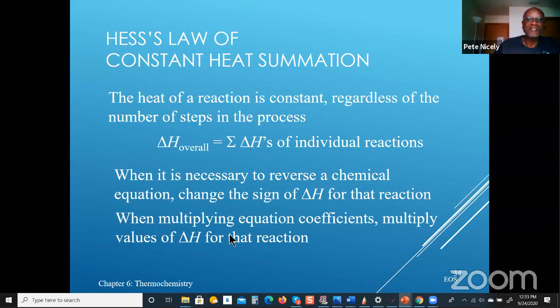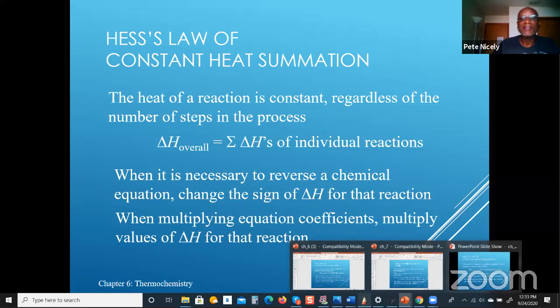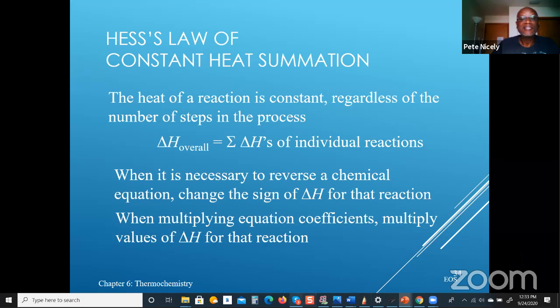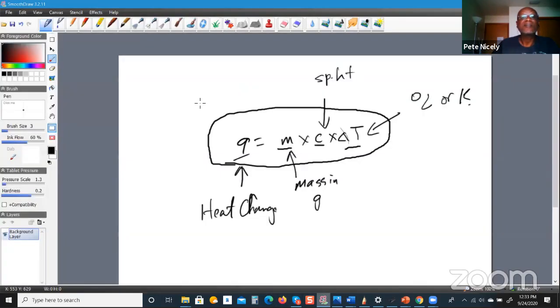But before we move on to this example, let me just show you something here, just to simplify or express Hess's law in a simple way. Let me not use that. Let me use this here. Okay, let me clear this up.